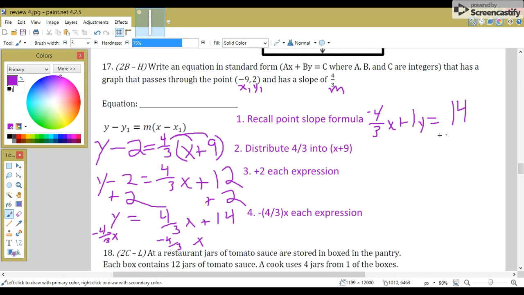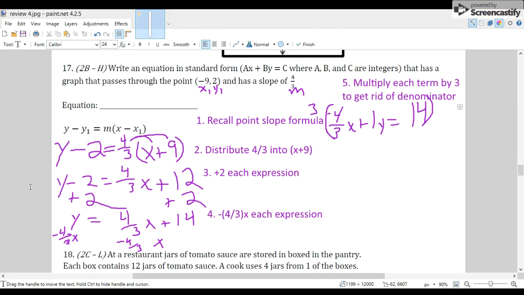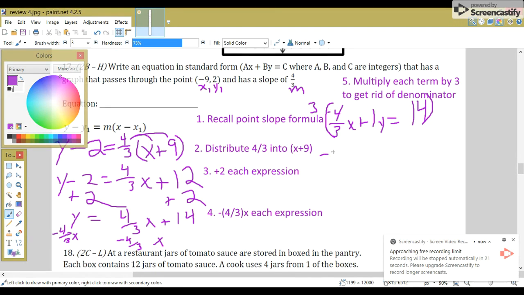We're not done yet because a, b, and c have to be integers. This fraction is not an integer. 3 does not go into 4 evenly. So we have to multiply each term by 3 to get rid of the denominator. We have negative 4x plus 3y equals 42. And that is our standard form equation.